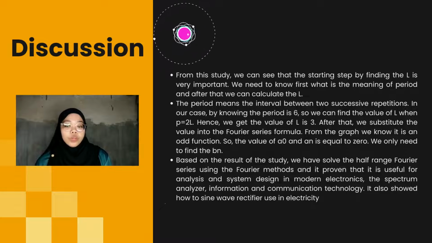From the graph, we know it is an odd function. So, the value of a0 and an is equal to 0. We only need to find the bn. Knowing the needed formula is also very important to make it easier for us to solve the problem.